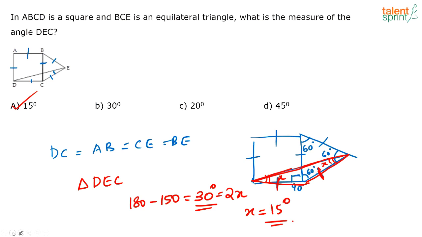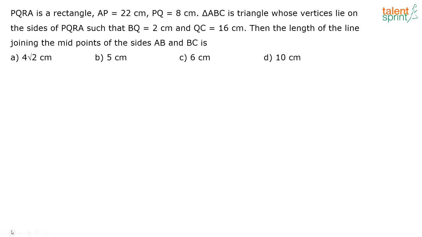I'll move on to the next question. The next question is there on your screen. PQRA is a rectangle and AP is equal to 22 centimeters, PQ is equal to 8 centimeters. Triangle ABC is a triangle whose vertices lie on the sides of PQRA such that BQ is equal to 2 centimeters, QC is equal to 16 centimeters. Then the length of the line joining the midpoints of the sides AB and BC is dash.